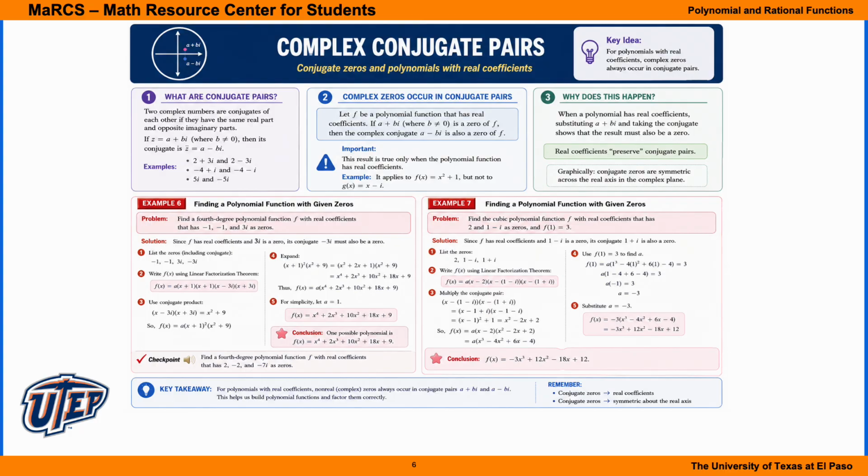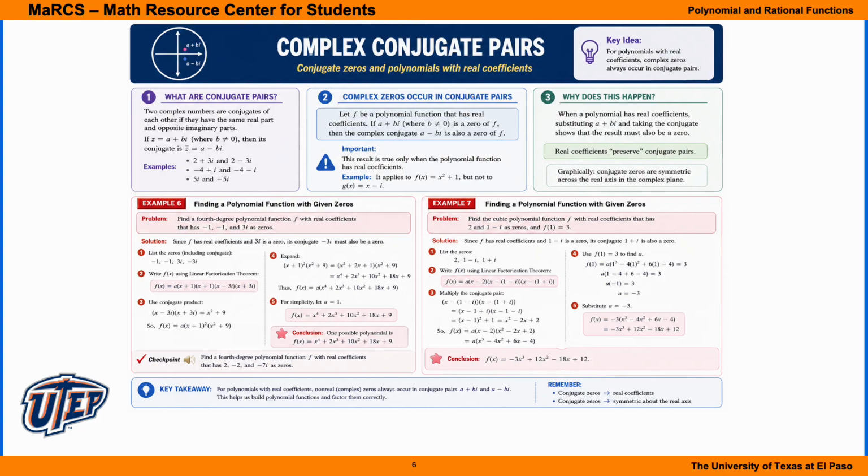So the first step is to list all the zeros: 2, 1 minus i, and since that is a complex number, its complex conjugate will be 1 plus i. Now we rewrite f of x using the linear factorization theorem. So f of x will equal a times x minus 2 times x minus 1 minus i, and times x minus 1 plus i. Now we multiply the conjugate pair, and we should get x squared minus 2x plus 2.